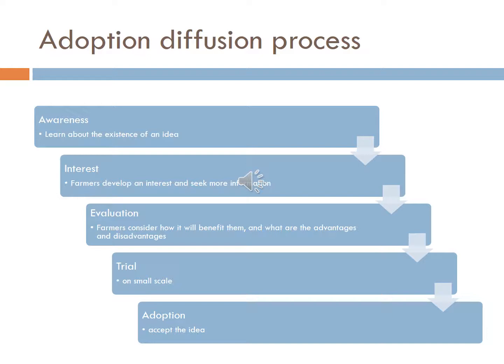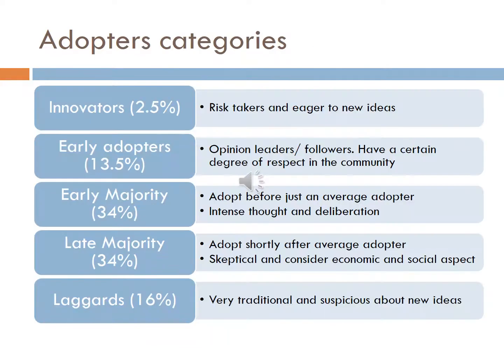But after I try it, either I adopt it and I say, okay, this is a good thing, or I just reject it and I don't adopt it. So that's the process of adoption diffusion. When we talk about adoption diffusion, there are different adopter categories that we talk about in the next slides. Okay, let's talk about the adopter categories.